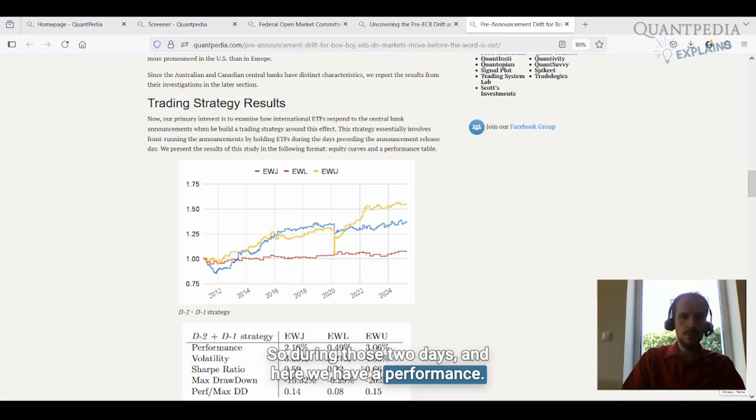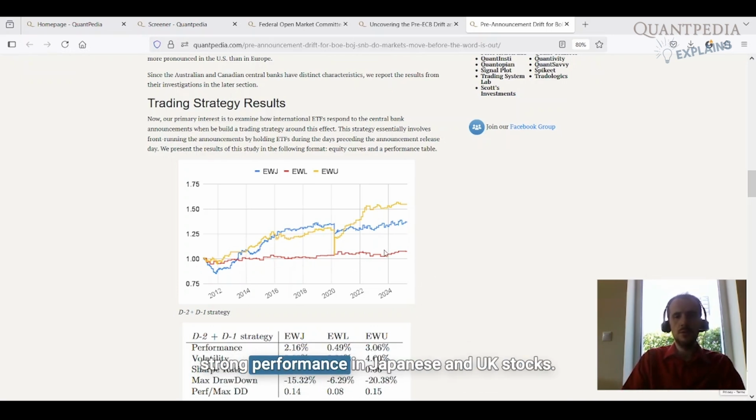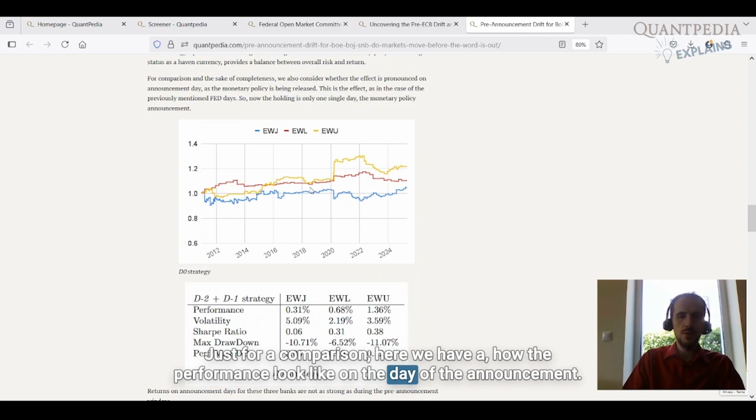And here we have the performance. As we can see, there is not very strong performance in Swiss stocks, but there is a strong performance in Japanese and UK stocks. Just for comparison, here we have how the performance looks on the day of the announcement.